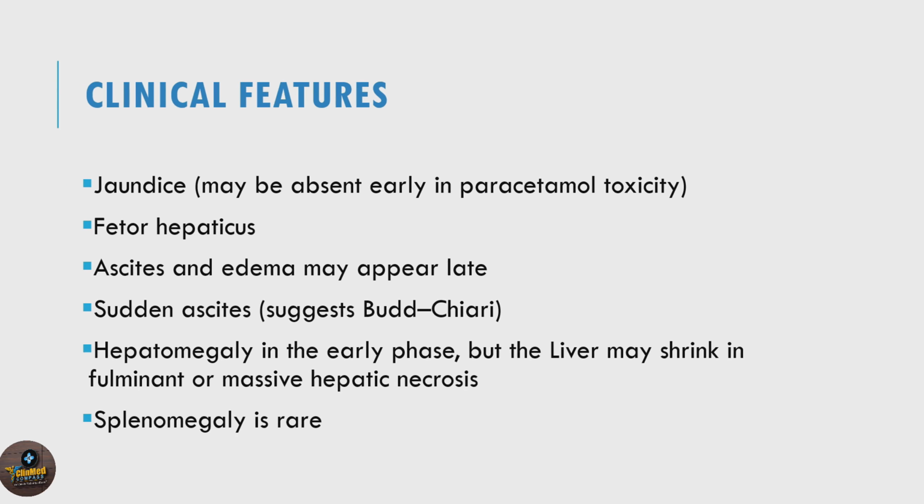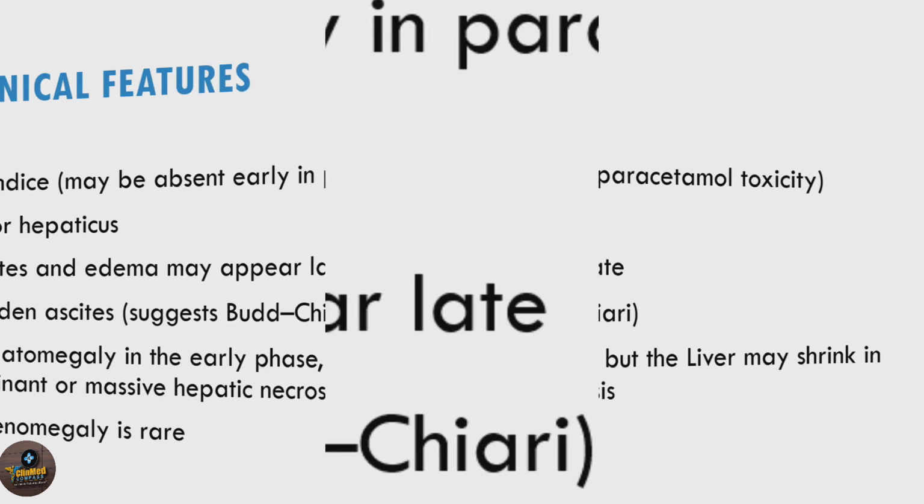Other features include jaundice, which may be absent in early paracetamol-induced acute liver failure, and fetor hepaticus, which suggests hepatic encephalopathy. Ascites and peripheral edema are late findings. Sudden onset ascites may indicate Budd-Chiari syndrome. Hepatomegaly is seen in early disease, but the liver may shrink due to massive necrosis. Splenomegaly is rare in acute presentation.